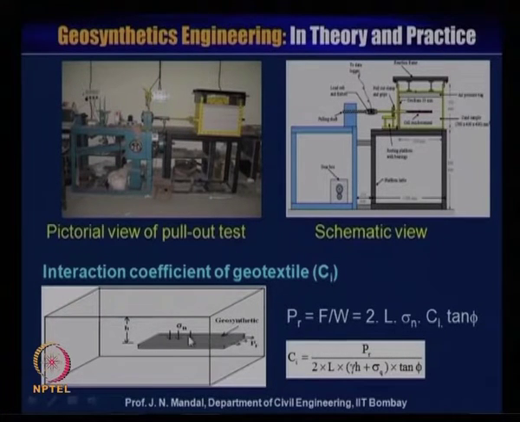Now, why is it 2? Because the shear stress is acting at the top and bottom of the geosynthetic material, that is why 2, and L is the embedded length. So PR is equal to 2 into L into (gamma h plus sigma q) into tan phi. So Ci can be determined as PR divided by 2 into L into (gamma h plus sigma q) into tan phi. Phi is known to you, so you can calculate C of I, the interaction coefficient of geotextile material.